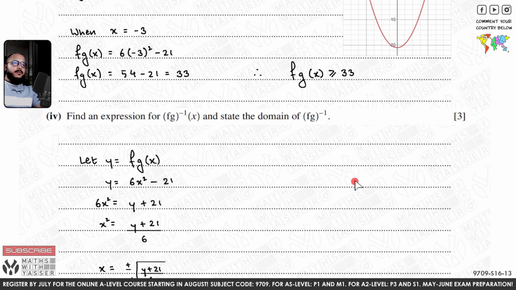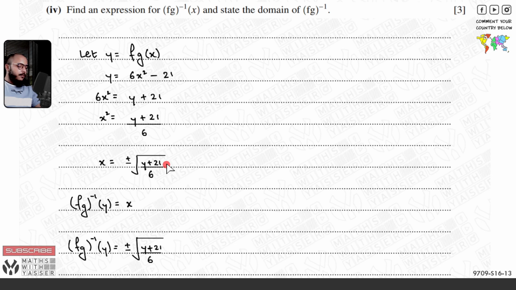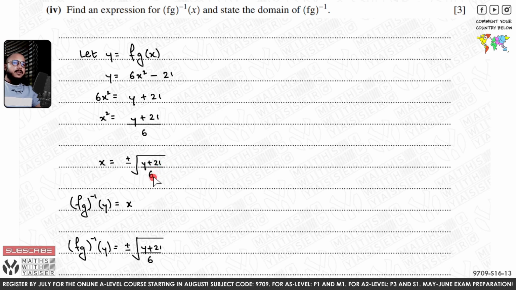Now, in the next part of the question, they have asked us to find the expression for the inverse of the composite function, and we need to state the domain of the composite function as well. So let's consider y is equal to fg(x). So y is equal to 6x squared minus 21. Making 6x squared the subject, we get y plus 21. So x squared will be (y plus 21) over 6. So x will be plus minus the square root of (y plus 21) over 6.